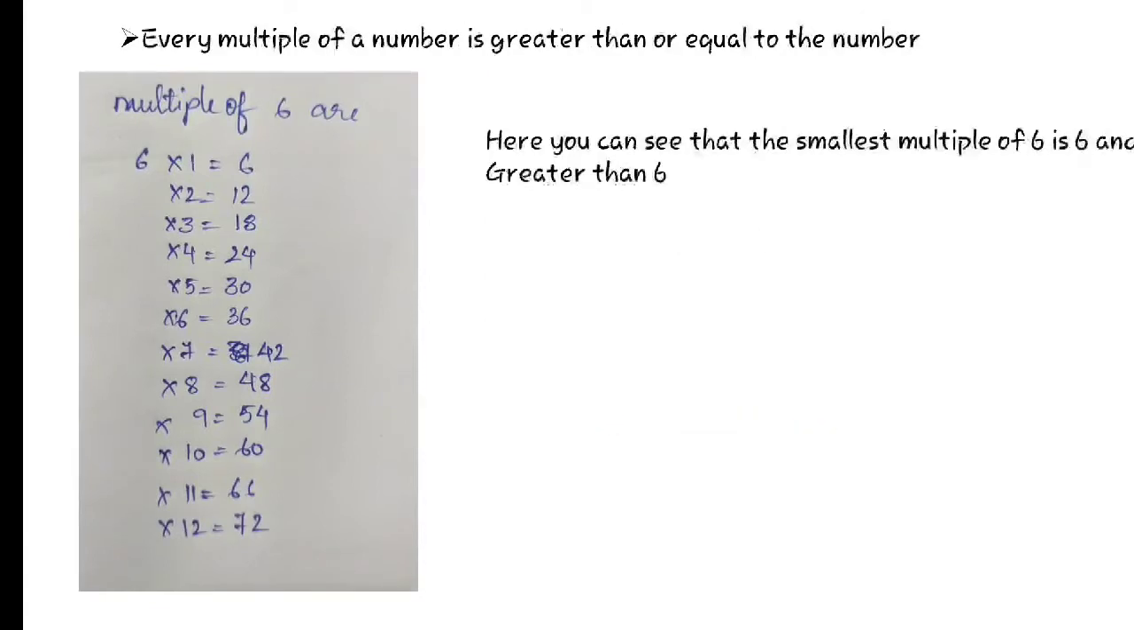The third property. Every multiple of a number is greater than or equal to the number. So if you consider the number 6, the smallest multiple of 6 is itself, 6. And all the other multiples are greater than 6. As you can see, 6 into 2 is 12, so 12 is greater than 6. 6 into 3 is 18, which is again greater than 6. So the smallest multiple is the number itself and all the other multiples are greater than the number.